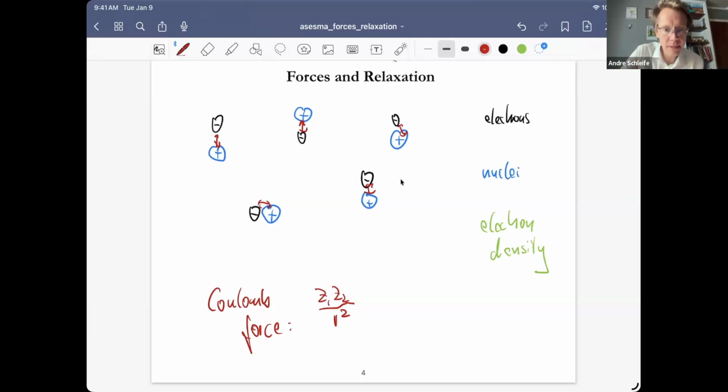And maybe I'll show you what it looks like. I'll draw it in a moment as an image. We'll get there in a moment. Perfect. This is the force that we're interested in.